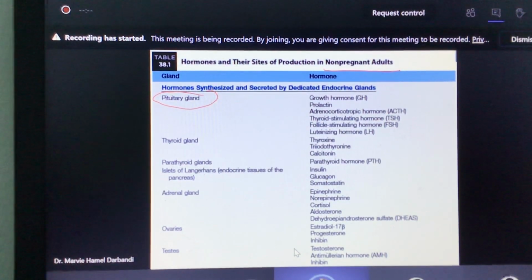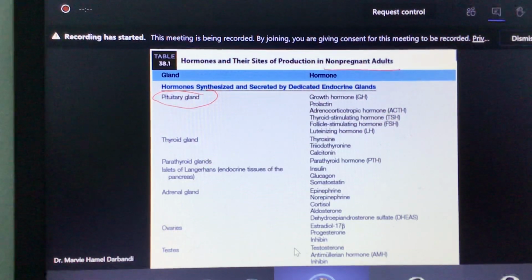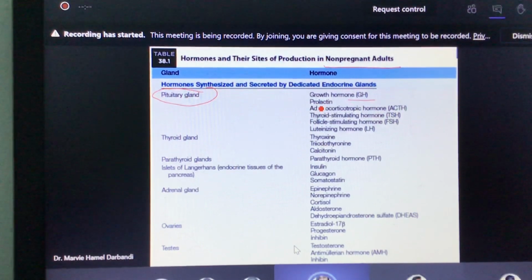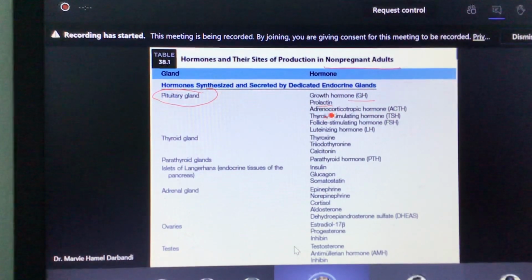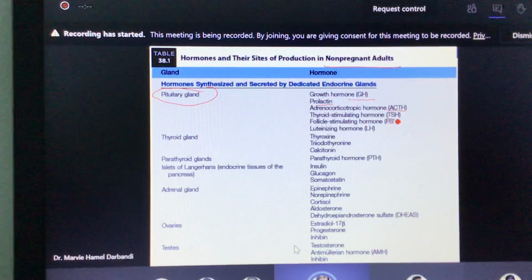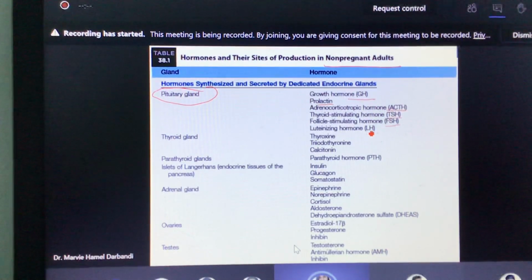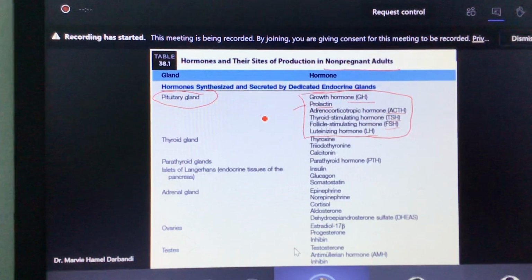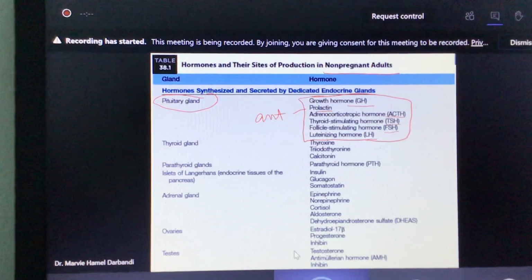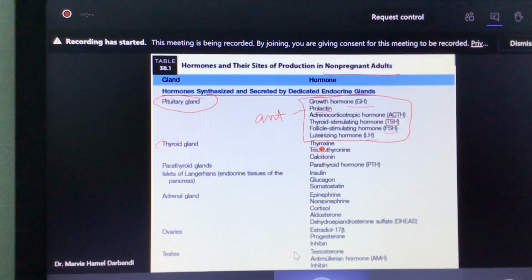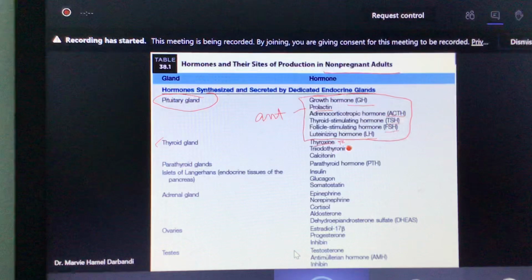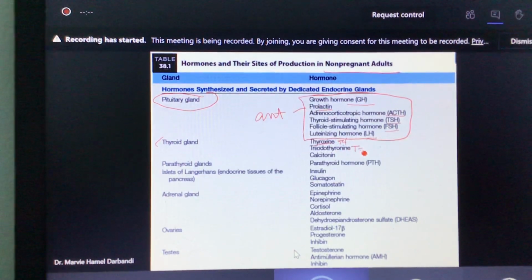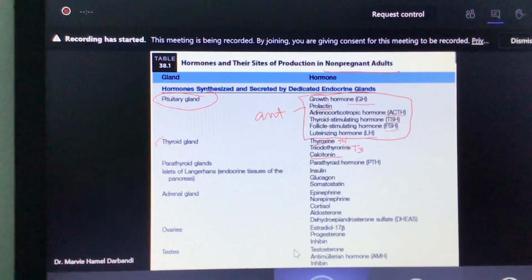Thank you. Okay, for example, the pituitary gland. Your pituitary gland will secrete hormones such as growth hormone, prolactin, adrenocorticotropic hormone, thyroid stimulating hormone, follicle stimulating and luteinizing hormone. These are secreted by the anterior pituitary gland. And your thyroid gland secretes thyroxine, which is T4, triiodothyronine, which is T3, and calcitonin from the parafollicular cells of the thyroid gland.